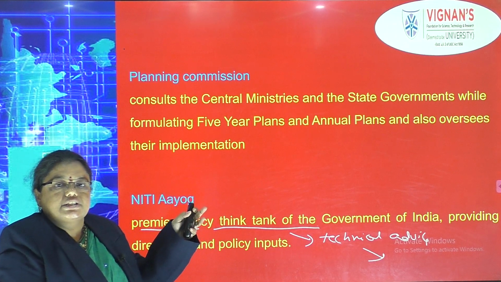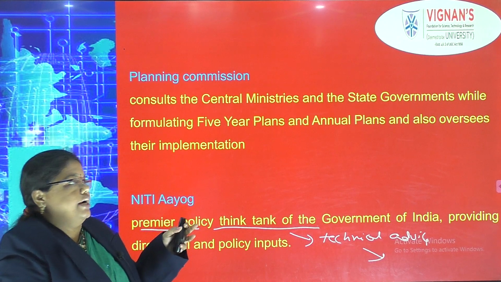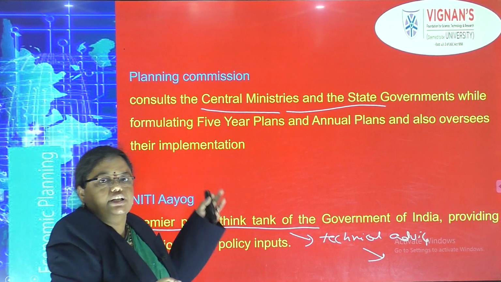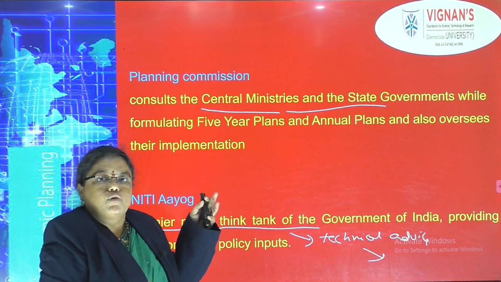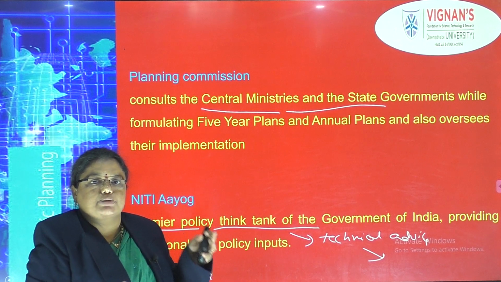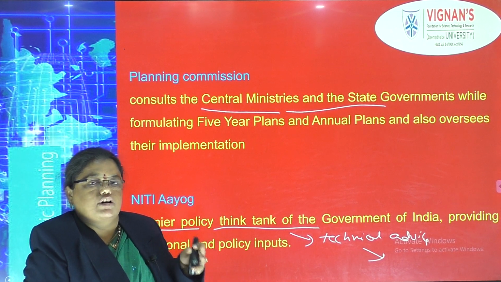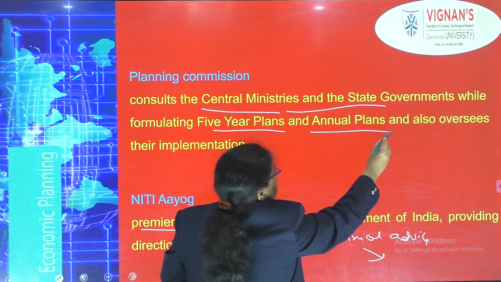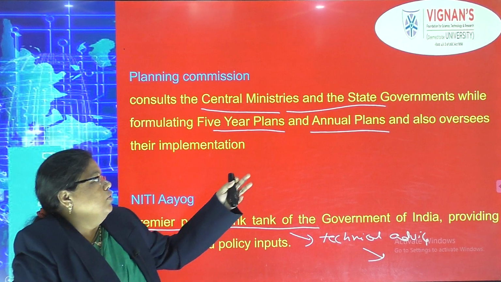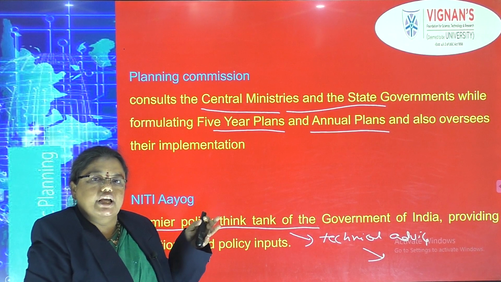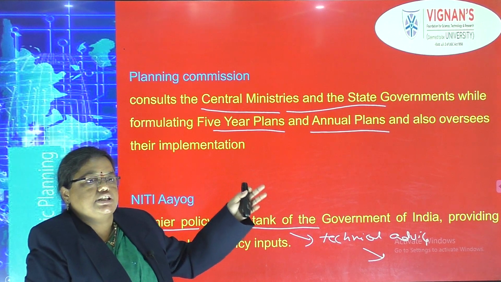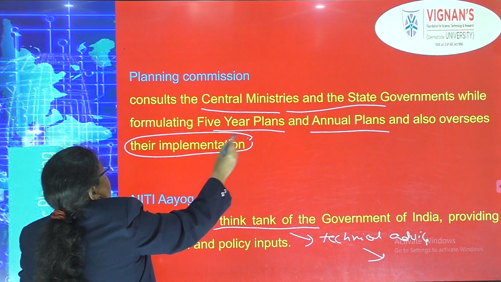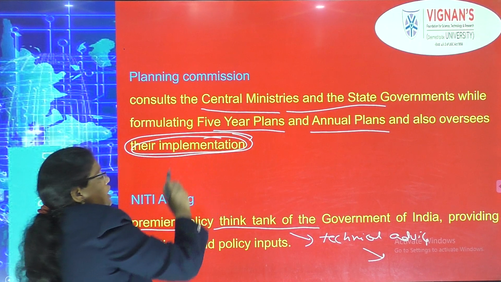Planning Commission consults the central ministers and state governments while formulating the 5 years plans and annual plans, and also oversees their implementation. That means implementation of annual plans and 5 years plans.